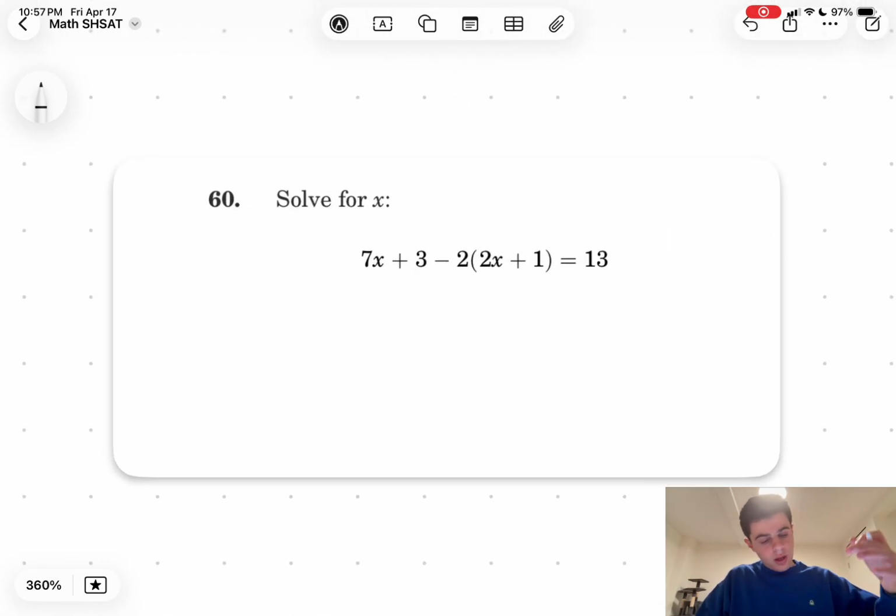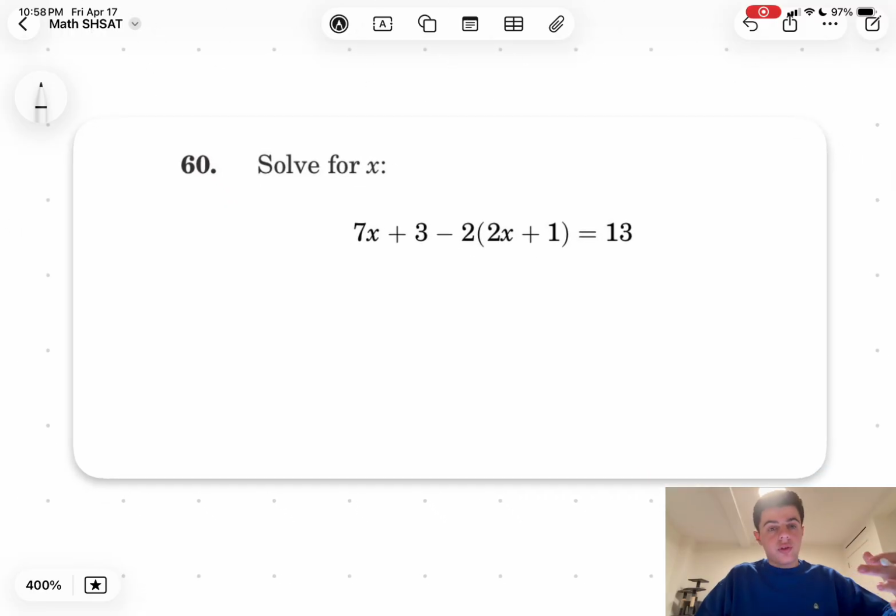So here we have this one, solve for x. We have 7x plus 3 minus 2 times (2x plus 1) equals 13. And here, I just want to take a minute to point out that we don't have answer choices. On the SHSAT, there are some math problems at the start of the math section that you don't get multiple choice options for. So most of the test is multiple choice, but around 5 or 6 questions are going to be short response. So let's just approach this.